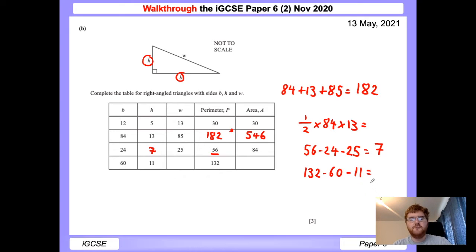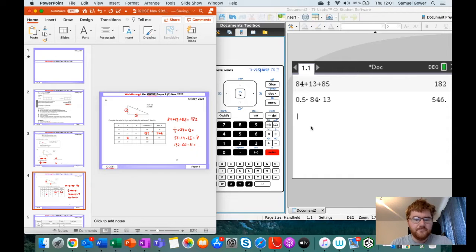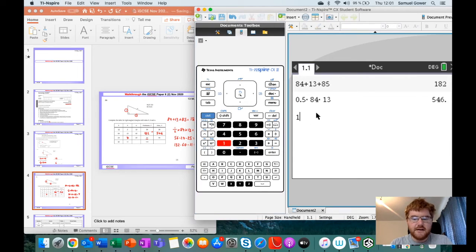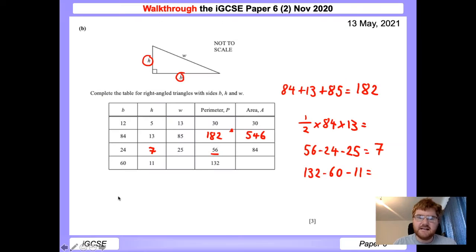Again, if you're ever unsure, if you don't want to do the mental calculation, that's absolutely fine. See what I'm doing here. You lose no marks for using your calculator. So we have 132 minus 60 minus 11 is 61. And you'll be tense in the exam, so make sure that you use your calculator wisely to take any of that tenseness out of the question that you're doing.